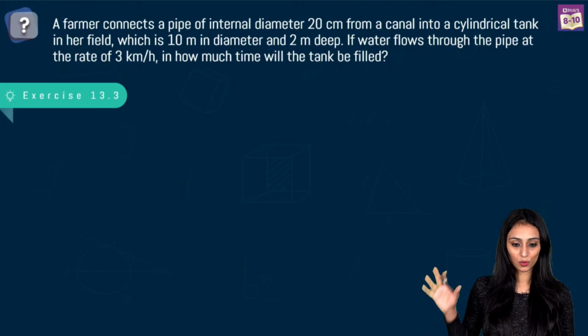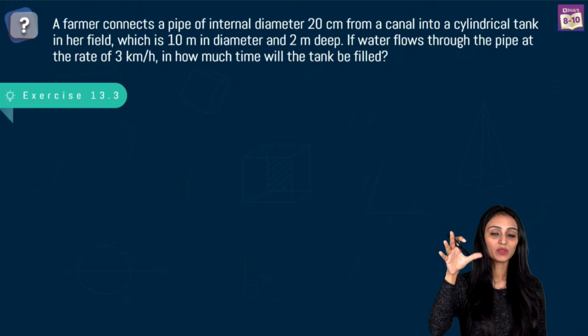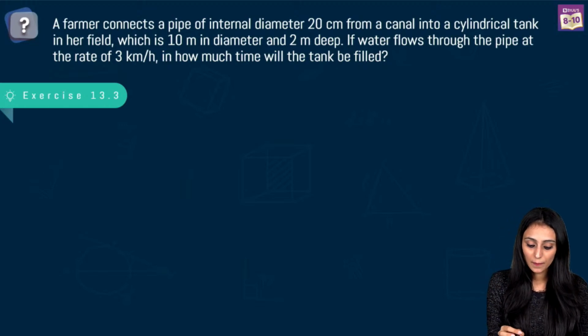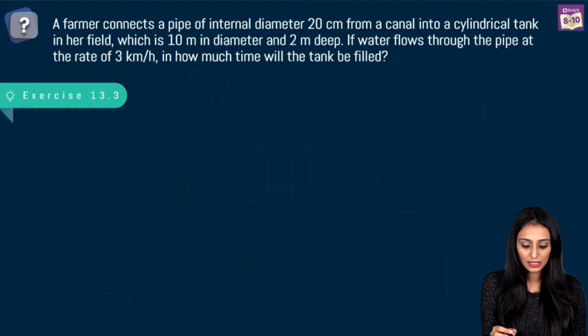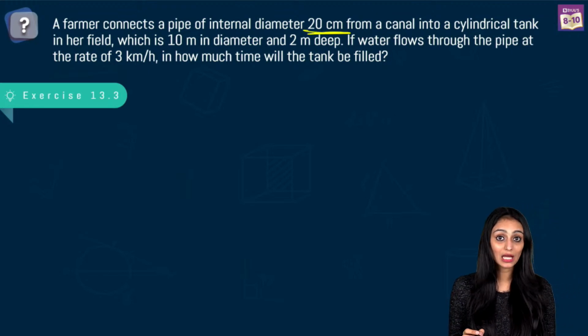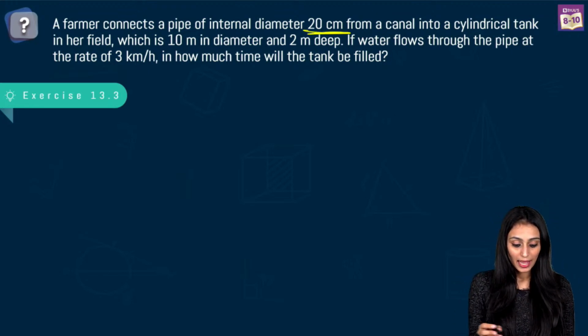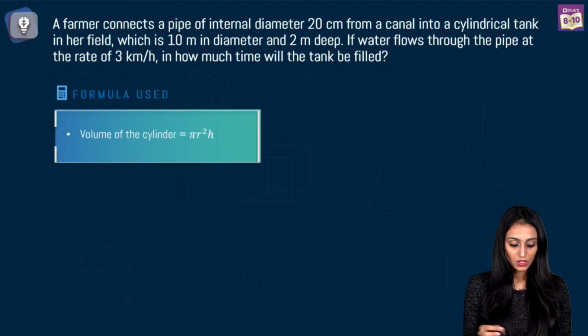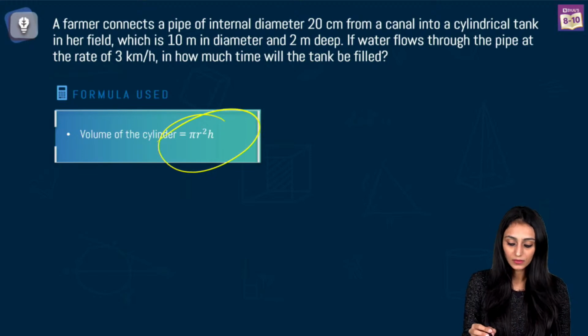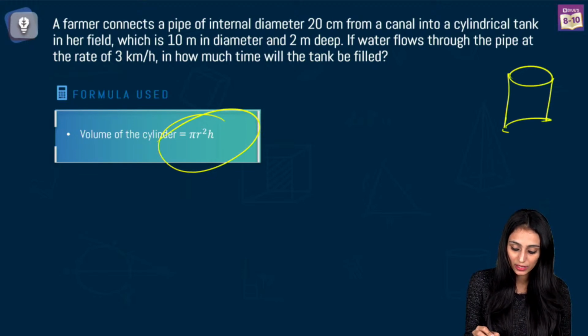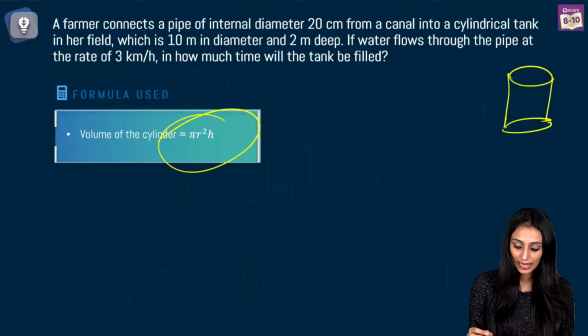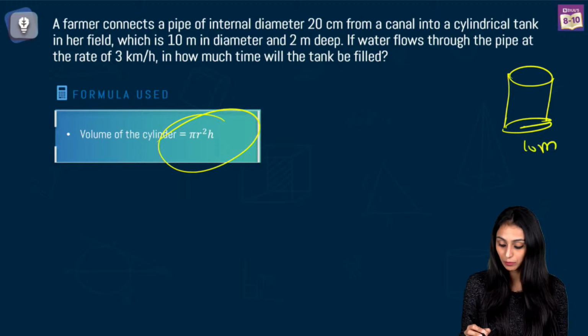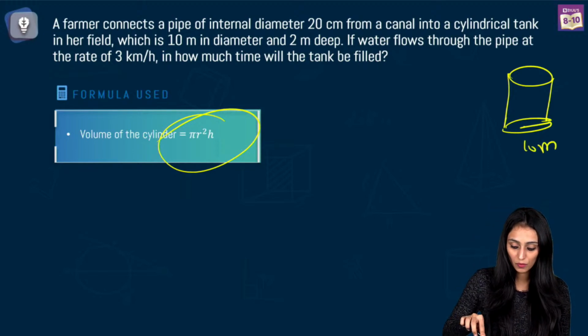So here we are talking about a farmer. He has connected a pipe, which has a diameter of 20 centimeter, from a canal into a cylindrical tank, which is 10 meter in diameter and 2 meters deep. So what is the volume of the cylinder? The cylindrical tank has a diameter of 10 meters, so the radius would be 5 meters.